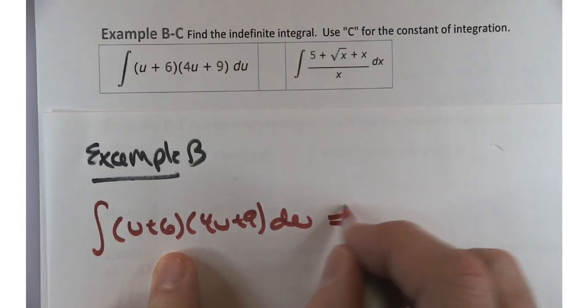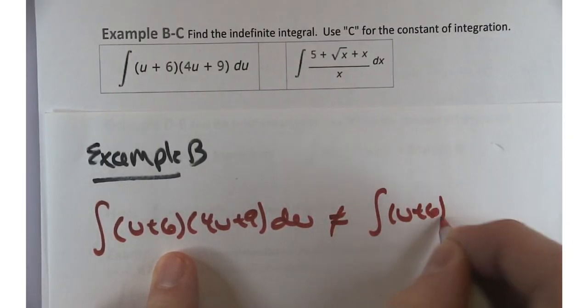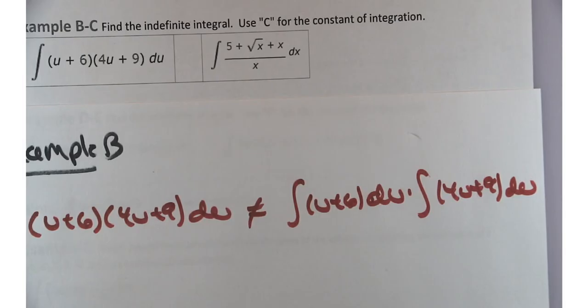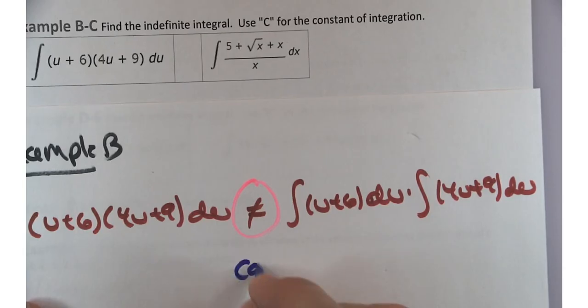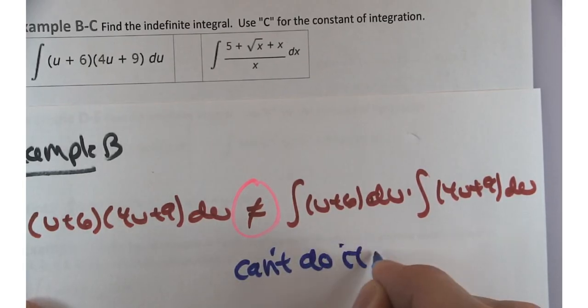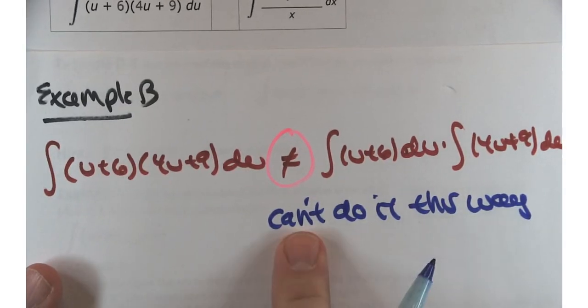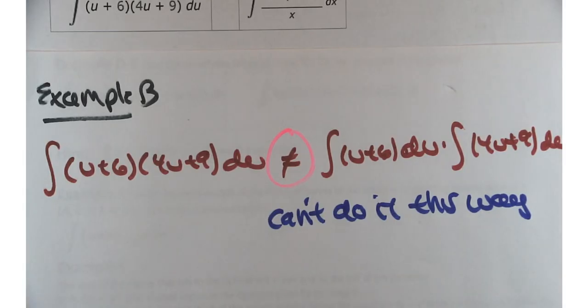You can't say that, oh, that's the integral of u plus 6 times the integral of 4u plus 9. It just doesn't work. Sorry, there isn't anything like that. So, as tempting as that might be, please avoid it. You can't do it. I've got to come up with a nice abbreviation because I get weary of writing can't do it this way on exams. People try. It'd be nice if there was a product rule like this for integration, but there's not. So what else could I do to find an antiderivative here? Any suggestions?